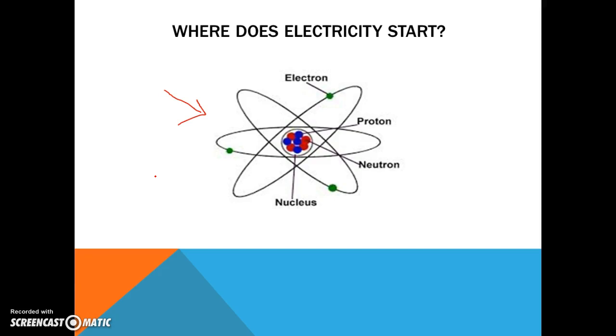Inside an atom, there are protons and neutrons in its center, which is called a nucleus. Surrounding the protons and neutrons are electrons. Notice the similarity of words, electrons, electricity. Now these electrons are moving around and around the nucleus so fast that their rapid movement creates energy, which in turn generates electricity.